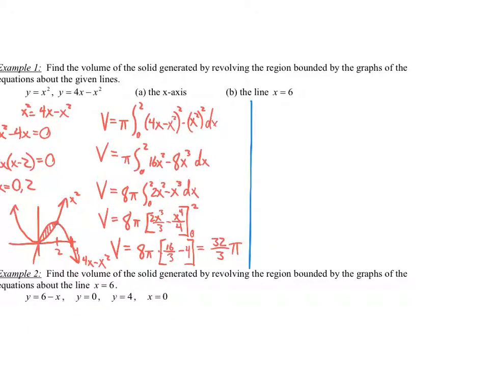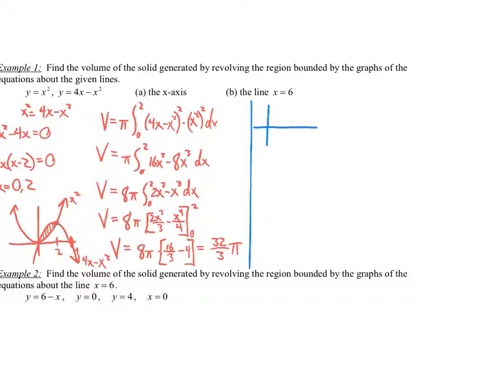So let's talk about this second part, about the line x equals 6. Now be careful that you get the right line here. Don't do y equals 6. That one would actually be a little easier, because it would still be revolving the same direction. Here we're revolving it horizontally around a line x equals 6. So let me draw this real quickly.